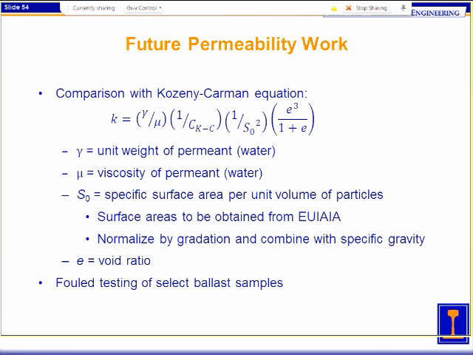The second thing we're hoping, we'll see how much time, as mentioned, I'm graduating in May, so this may happen after I leave, but follow-up testing of selected ballast samples. We'd like to do that to see what our reduction in permeability is.